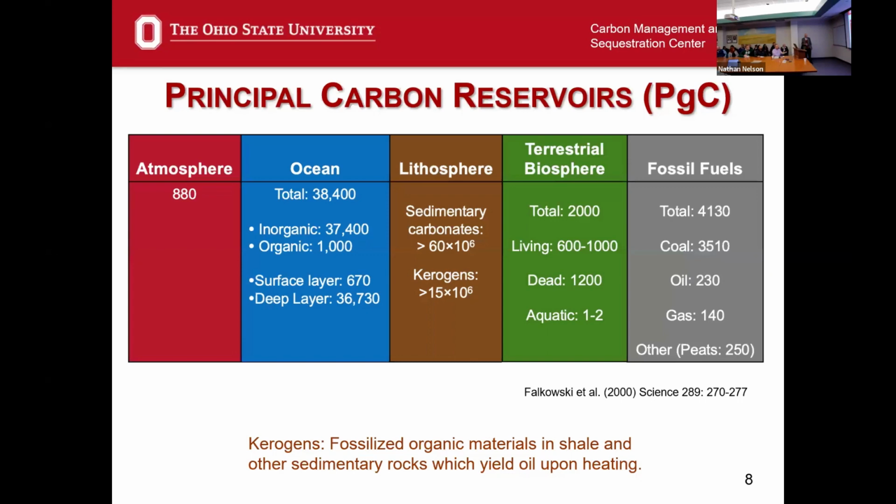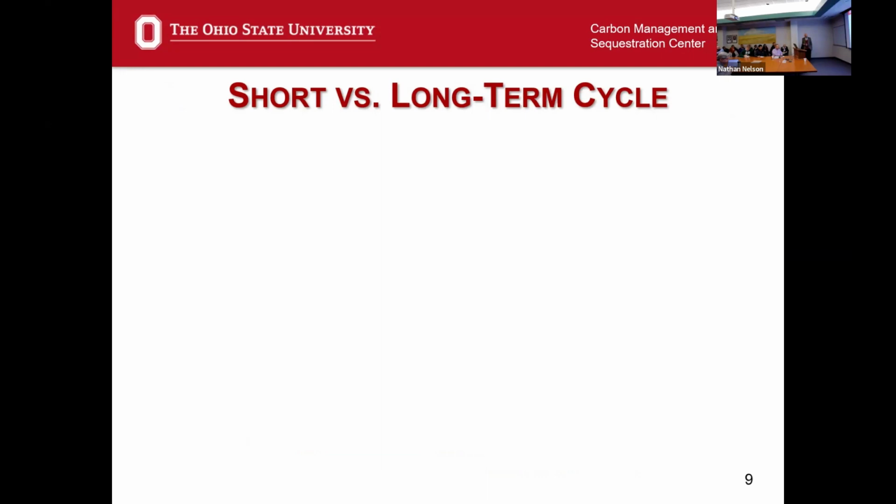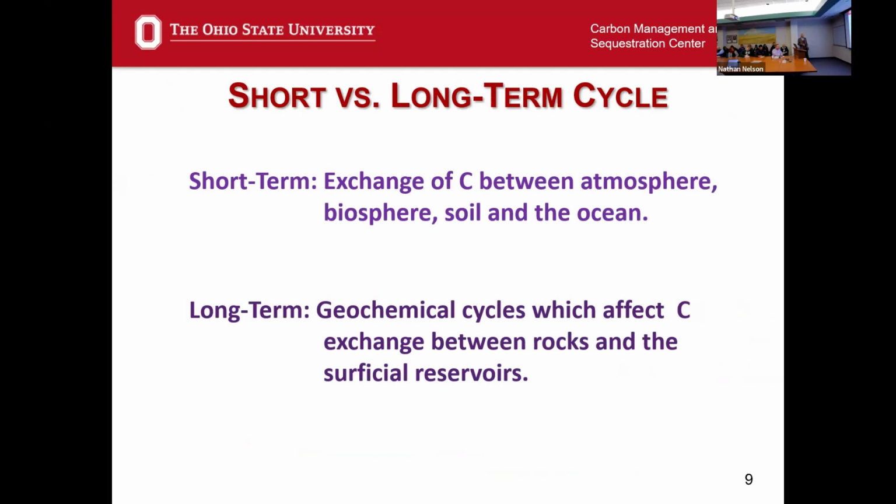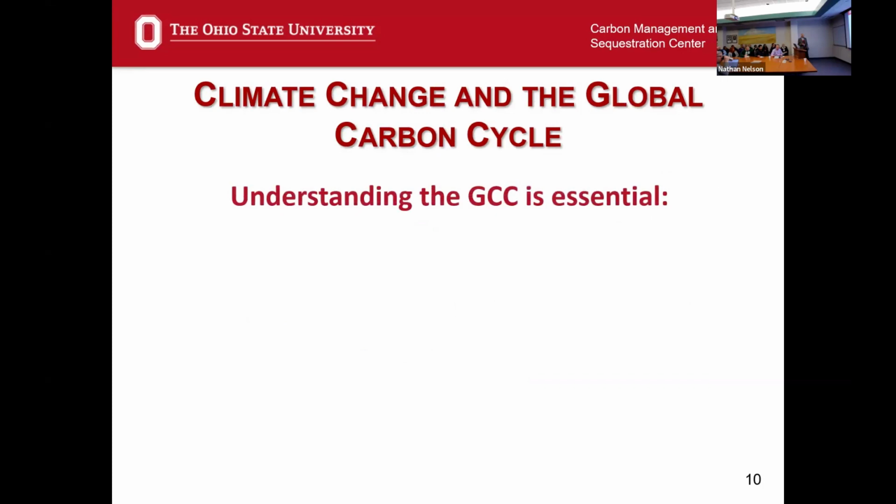There are two types of carbon cycle, short term and long term. The short term is the exchange of carbon between the atmosphere, biosphere, soil, and the ocean. And then we have the long term, which is the geochemical cycle, which affects carbon exchange between rocks and the surface reservoirs, like biota and soil. So this is the rocks. And I'll briefly describe the long-term carbon cycle.